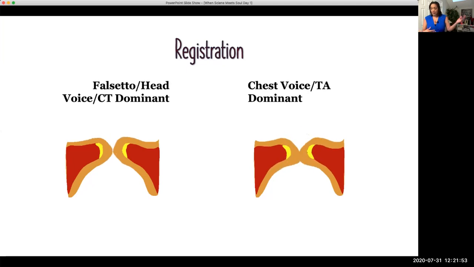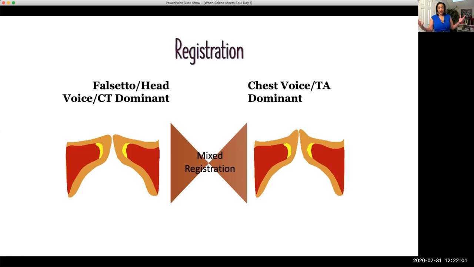And so we look at a chest dominant registration or falsetto, head CT dominant registration, as the 2 extremes, knowing that there's no such thing as one being on and one being off, because we're just talking about muscular coordination, right? So we're always in some sort of mix. I appreciate you, Elisa. I see you clapping. I think it's important to recognize that when we talk about mixed voice, we're always in some sort of mix.